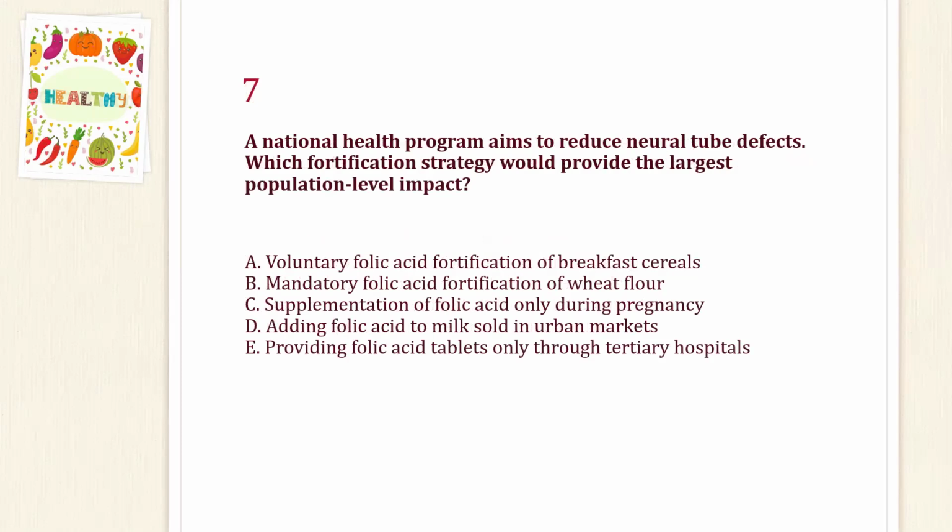The next MCQ: a national health program aims to reduce neural tube defects. Which fortification strategy would provide the largest population-level impact? A, voluntary folic acid fortification of breakfast cereal. B, mandatory folic acid fortification of wheat flour. C, supplementation of folic acid only during pregnancy. D, adding folic acid to milk sold in urban markets. E, providing folic acid tablets only through tertiary hospitals. B. Yes, B is the right answer.